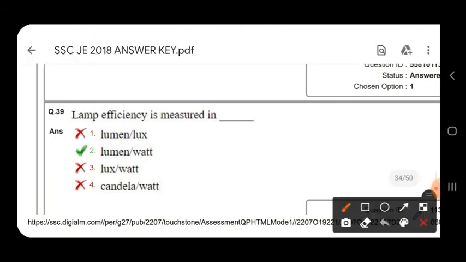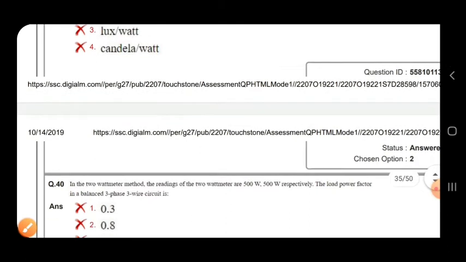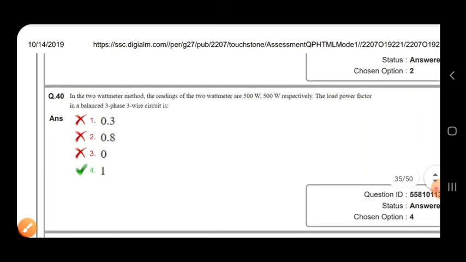Lamp efficiency is measured in lumens upon watt. This is from the illumination chapter, a very easy and continuously repeated question also. You have to remember it.